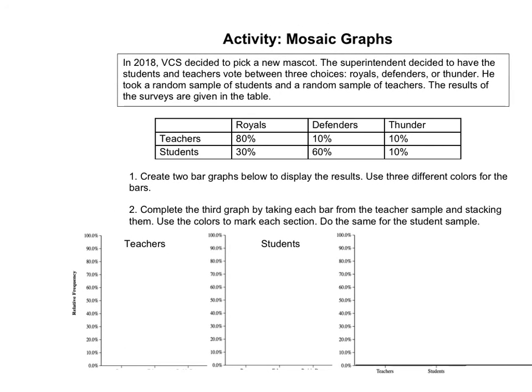Okay, now this one hits close to home. In 2018, Valley Christian Schools decided to pick a new mascot. The superintendent decided to have the students and teachers vote between 3 choices. So here were the 3 choices. Do you guys remember this? Royals, Defenders, or Thunder. And he took a random sample of students and a random sample of teachers, and the results of the survey are given in the table.